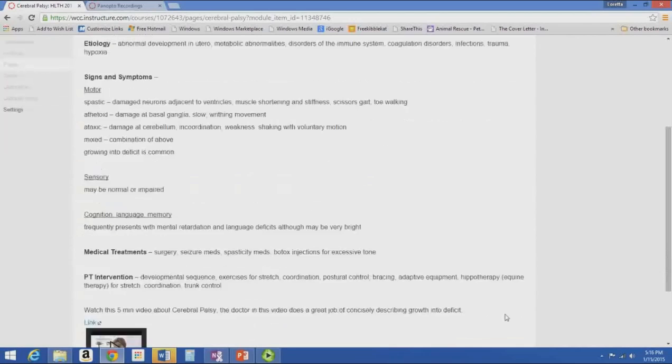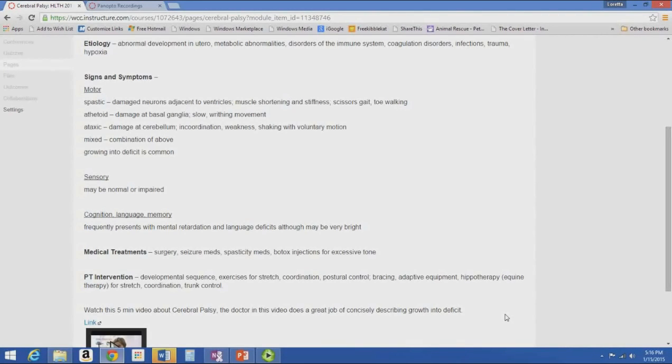So when we look at the medical treatments, a lot of people have those types of surgeries to lengthen tight muscles because of that muscle shortening and stiffness, lengthening tendons, and sometimes CP can result in seizures, so some people are on seizure meds, spasticity meds, or Botox injections for excessive muscle tone. And we'll talk a little bit more about therapeutic use of Botox a little bit later on when we're talking about the muscle system.